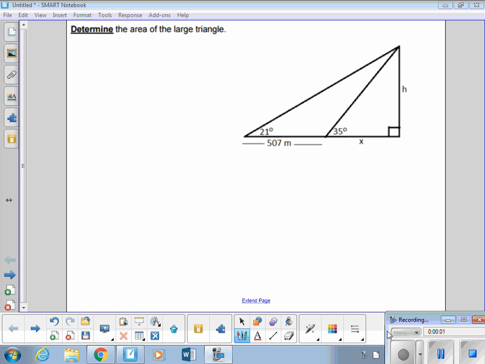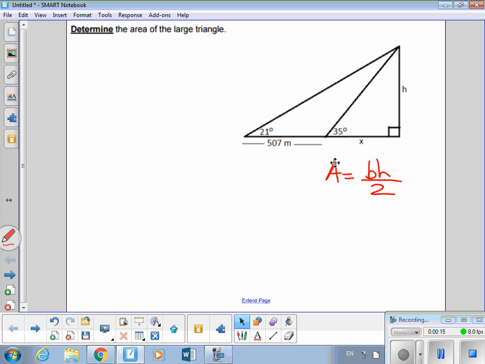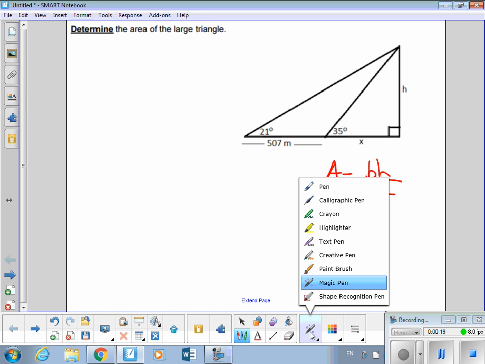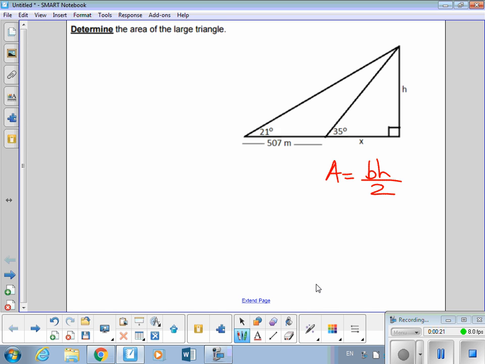All right, so in this question, they ask us to find the area of this large triangle. Now, we know when we're talking about area, the formula for area is base times height divided by 2. So if I look at this diagram, a few different measurements that I need in order for this to happen is this whole length here, and the height.